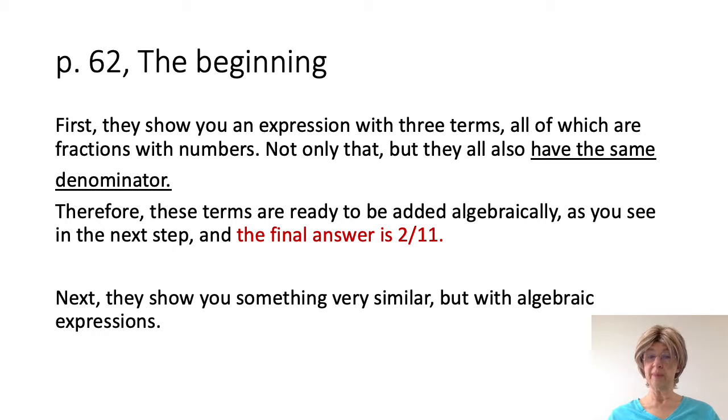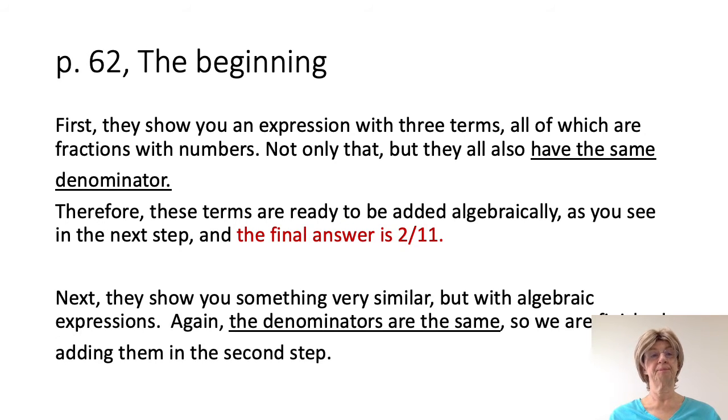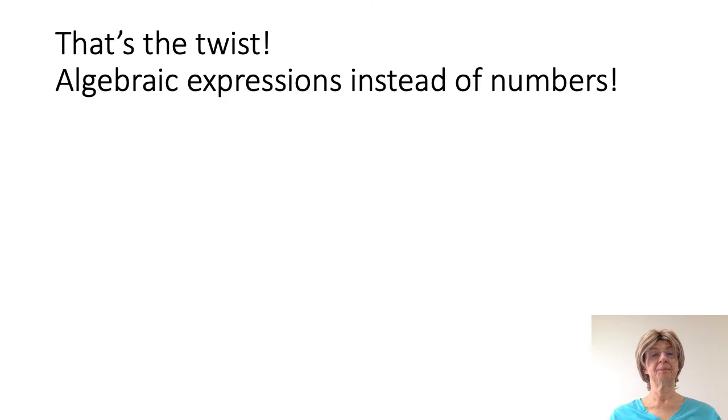Next, they show you something very similar, but with algebraic expressions. Again, the denominators are the same, so we are adding them in the second step. The answer is parentheses 2a plus 5 close parentheses divided by b. That's the twist. Algebraic expressions instead of numbers.